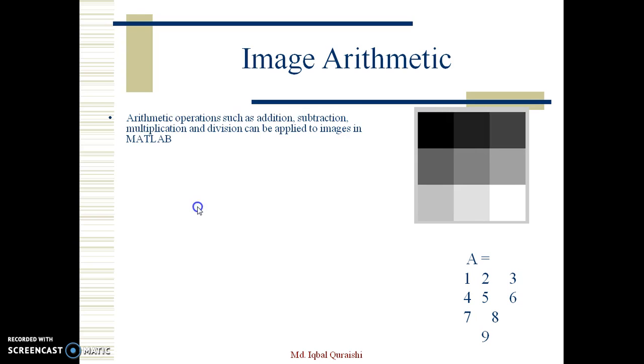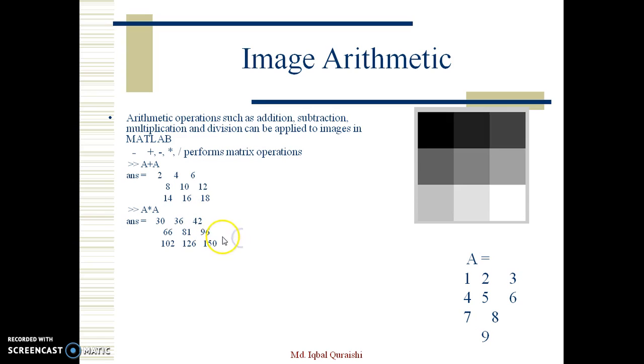Now image arithmetic is one of the tasks that we usually perform. We can do some mathematical operations like multiplication, division, addition, subtraction, as we see here. You can also apply element-wise operations by using the dot star operator.